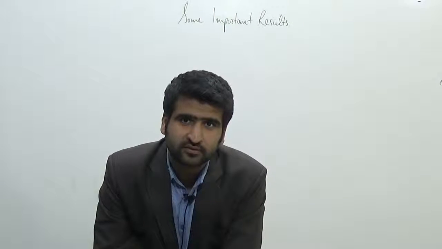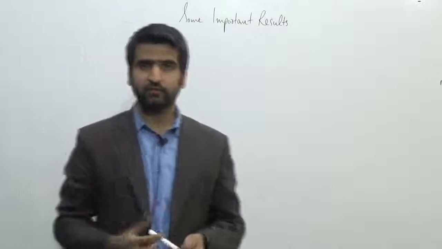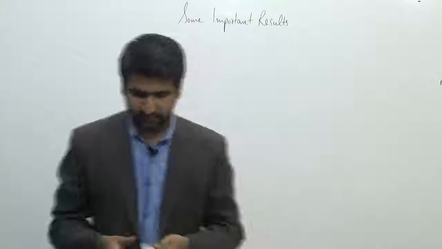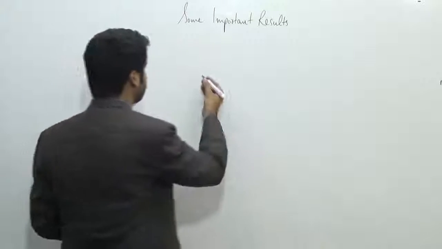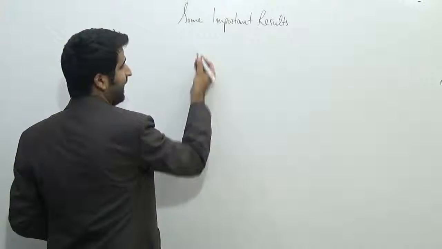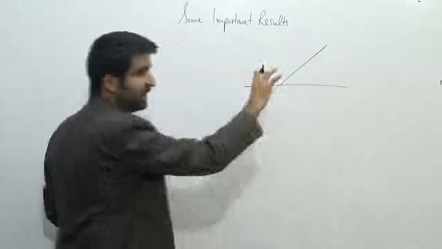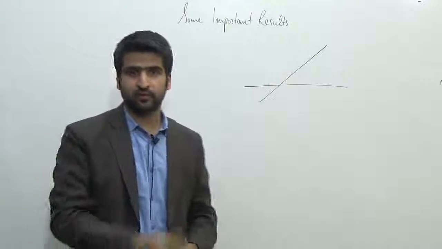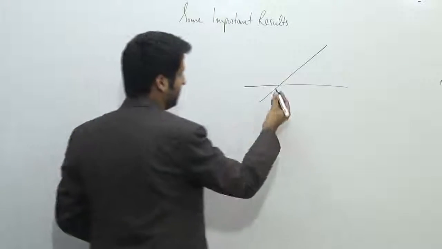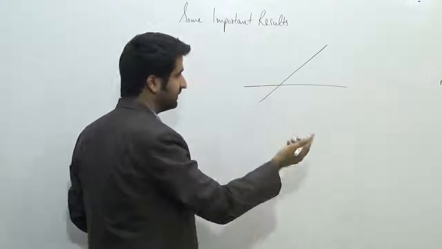So now we'll discuss some important results which we obtain from straight lines. First of all, we'll discuss if we have two straight lines, let's say these are two straight lines, what is the angle between these two straight lines? So that is the first motive. How are we going to find these angles?